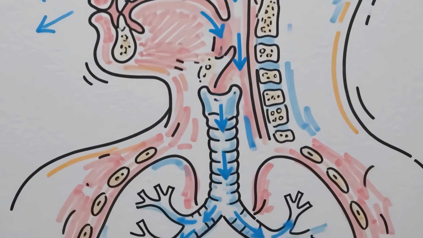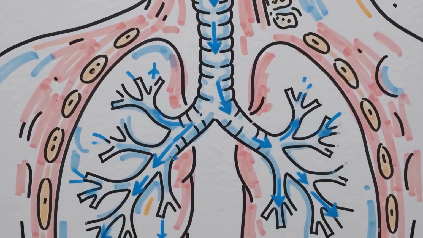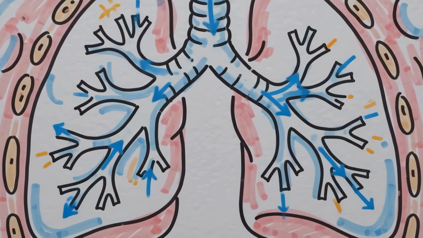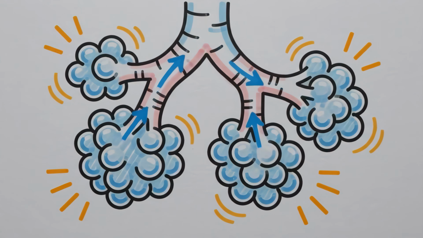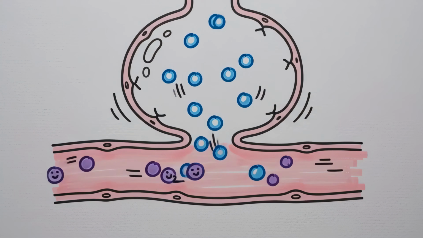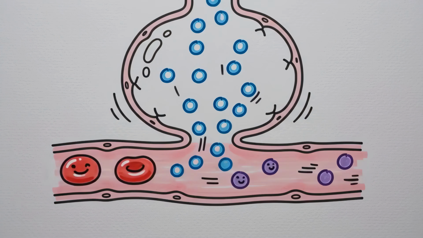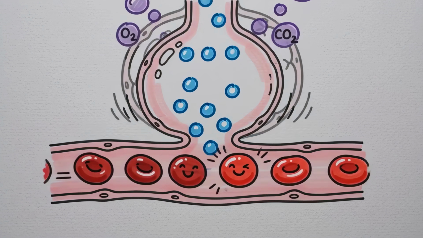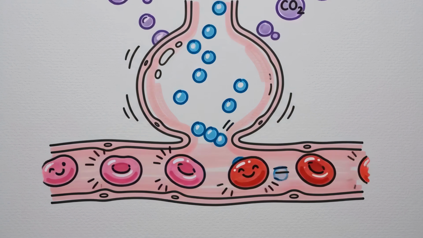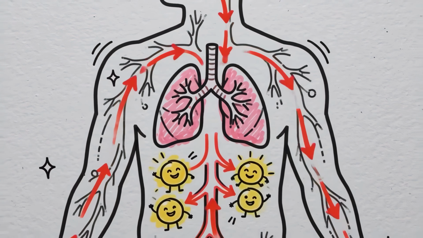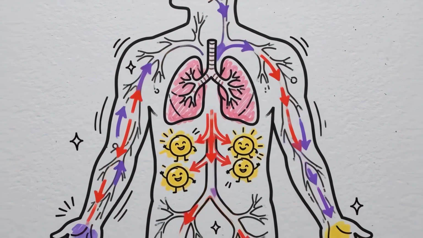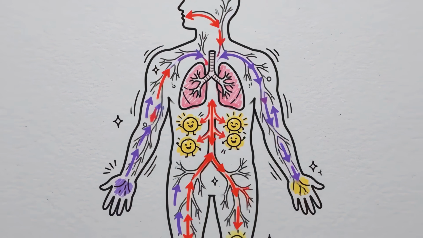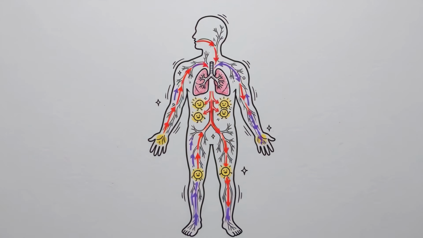Every breath you take pulls air deep into your lungs, where 300 million tiny air sacs called alveoli are waiting. Inside each alveolus, oxygen slips through a membrane thinner than a soap bubble and locks onto hemoglobin in your red blood cell. That oxygen fuels every cell in your body, while carbon dioxide, the waste, travels back to your lungs and leaves when you exhale.